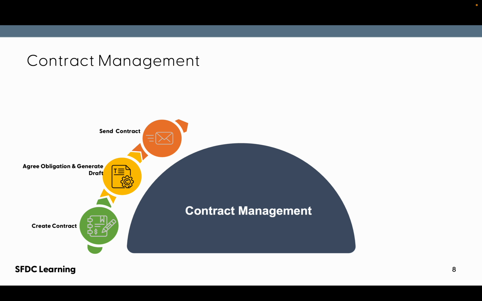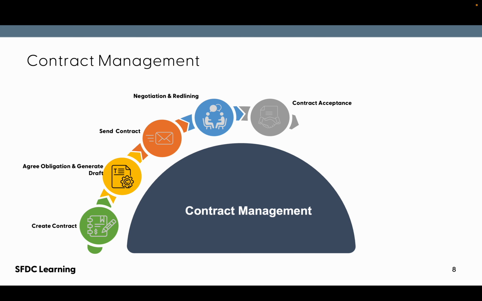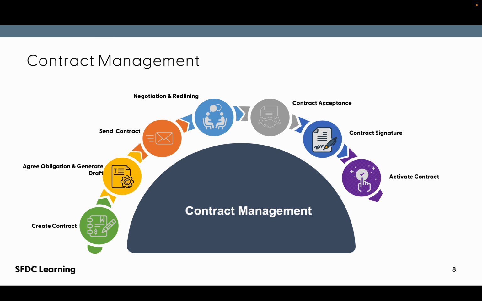So we'll generate the draft, then send that contract or draft to the customer to review. Then obviously the customer comes with negotiation and redlining. Whatever they have changed, we're going to see what the change is and what comments they have provided. So negotiation will happen. Once the negotiations are done and both parties agree, then contract acceptance will happen. They will accept the contract, and at the end they will sign the contract. The signature will happen. That will be the final stage of the contract, and the contract gets activated.